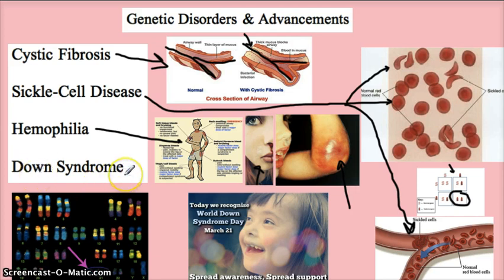Now, we've mentioned before Down syndrome. In Down syndrome, there is a strong degree of mental difficulties and retardation, and heart defects are common in Down syndrome.